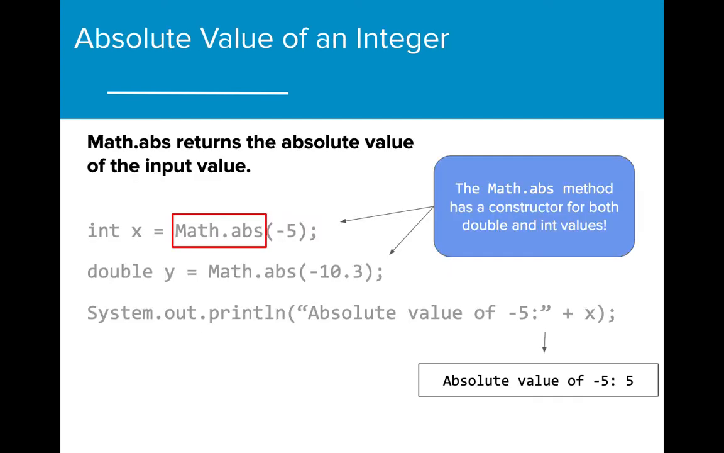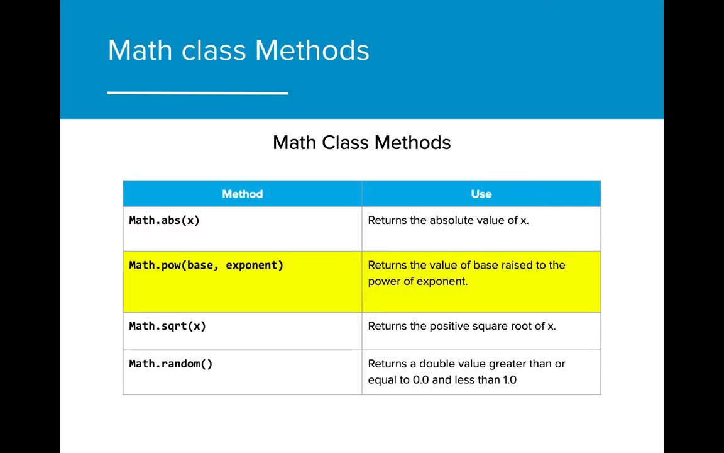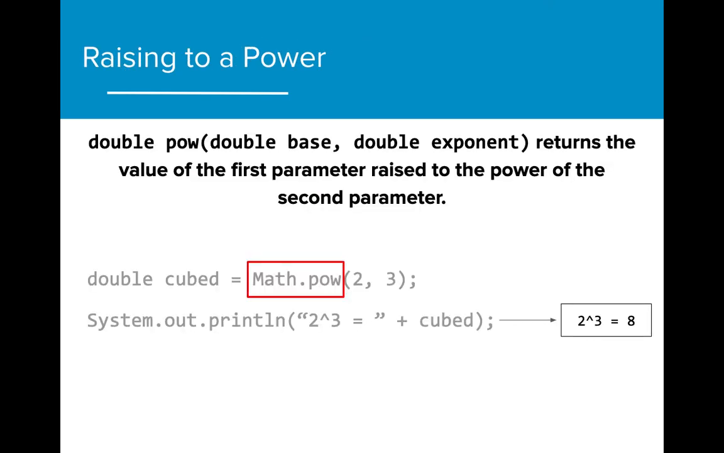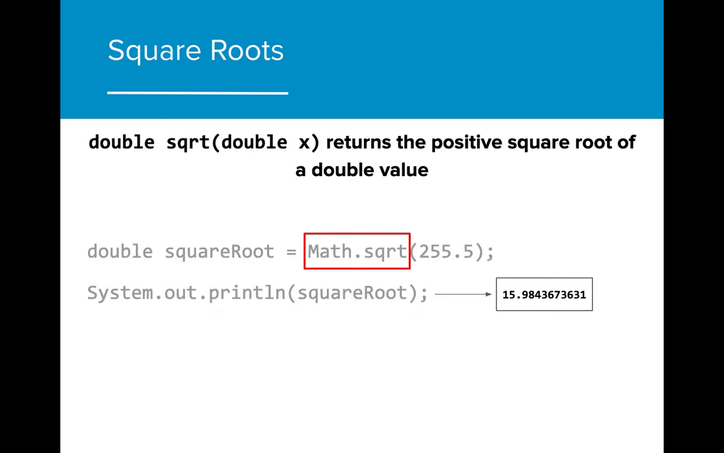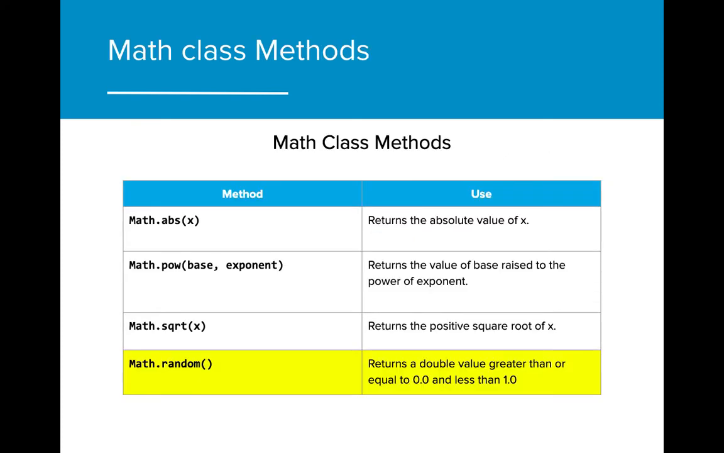Math.abs returns the absolute value of the numeric value that is input in the method. There is a double and int version of the abs method, so whichever type is input will be returned as an absolute value of the same type. The next method is Math.pow. Math.pow allows us to create programs with exponential values. Pow takes the first input and raises it to the power of the second input. The third method is Math.sqrt. We can use Math.sqrt to get the positive square root of a double value. Finally, let's take a look at Math.random.